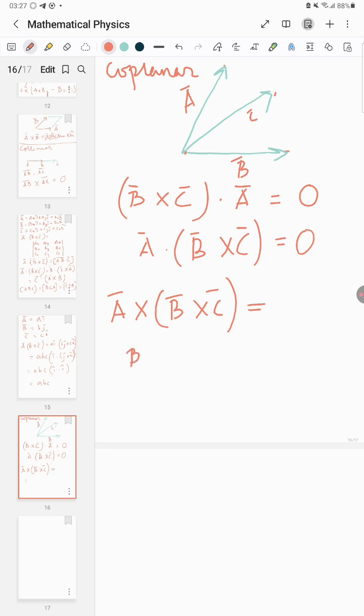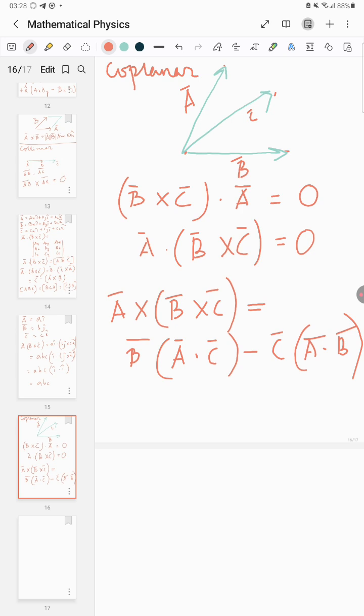B into (A dot C) minus C into (A dot B). So there's a shortcut way to remember it. Just remember back minus cab. So B into (A dot C) minus C into (A dot B). All three A, B, C being vectors.